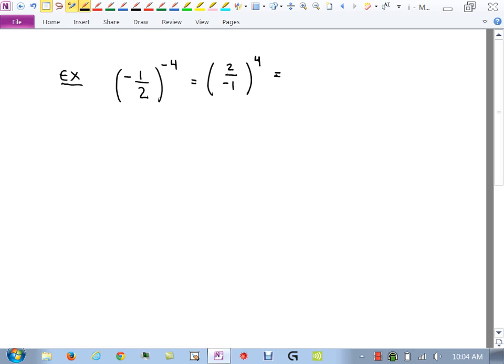Can you figure out what 2 over negative 1 is? What's 2 divided by negative 1? Negative 2, right? Oh, to the 4th power? Is that 4 acting on the negative here? Yes, because I kept the parentheses the whole time, right? You need to make sure you keep the parentheses the whole time also. What's negative 2 to the 4th power? That's negative 2 times negative 2 times negative 2 times negative 2, positive 16.